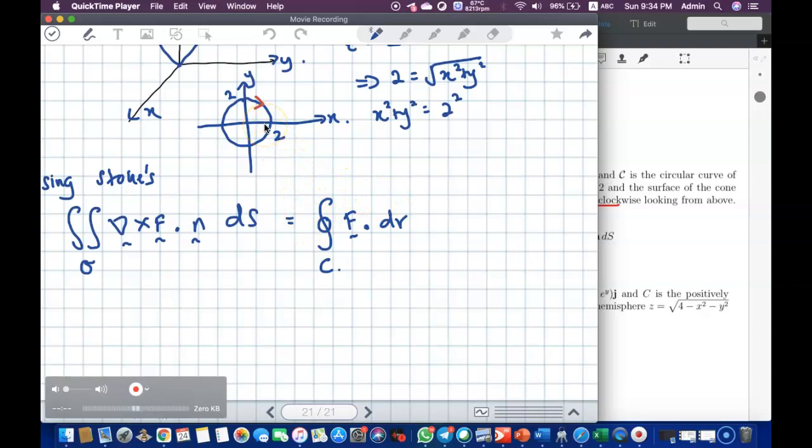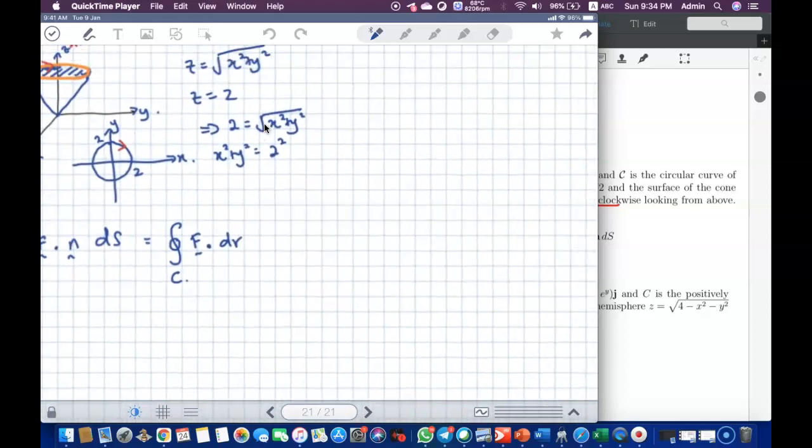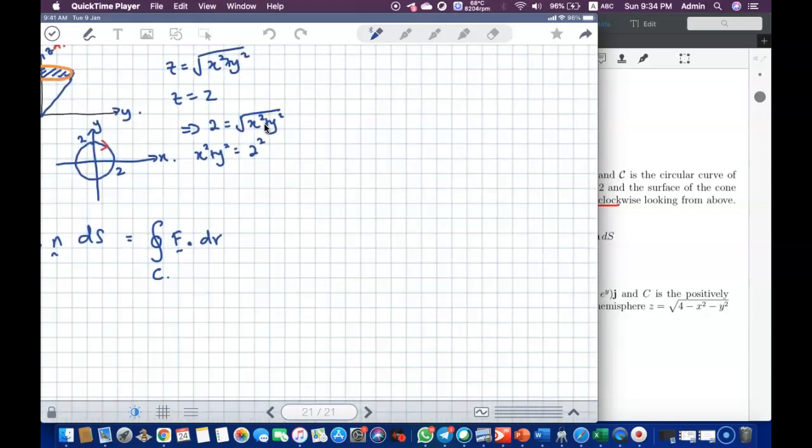Okay, so f is given. Now we need to get the dr. To get the dr, we need to find the vector function of the curve C. So your curve is given by the equation of x squared plus y squared equal to 4, a circle with radius 2. So what is the vector function of the circle?